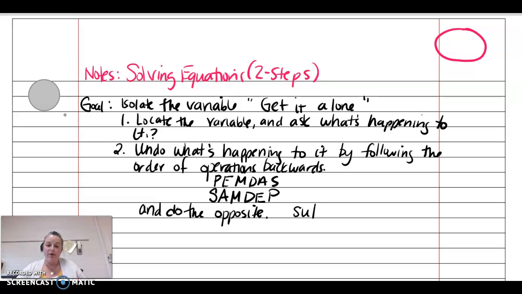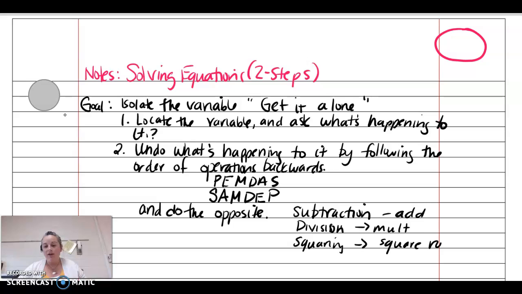So if we have subtraction, you want to add. If you want to add, you got to subtract. If you have division, you want to multiply. If you're squaring something to begin with, you're not circling, you are square rooting. Following these things backwards. And then last but not least, the most important thing is to check your work.